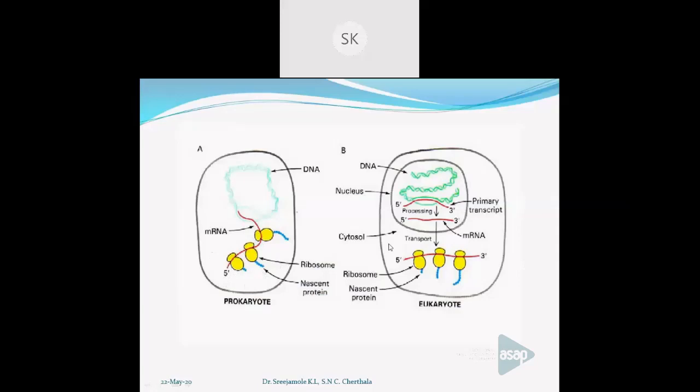But in the case of eukaryotes, transcription happens in the nucleus. So there is a nuclear membrane barrier between the process of transcription and translation. The translation in eukaryotes happens in the cytoplasm. So the mRNA that is produced after transcription must be transported through the nuclear membrane into the cytoplasm. Only then can the translation process proceed.